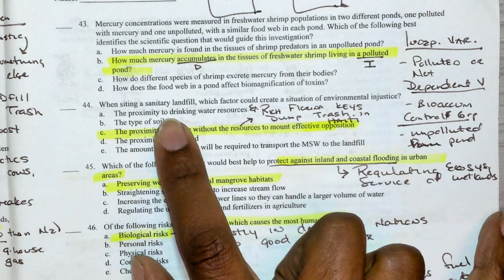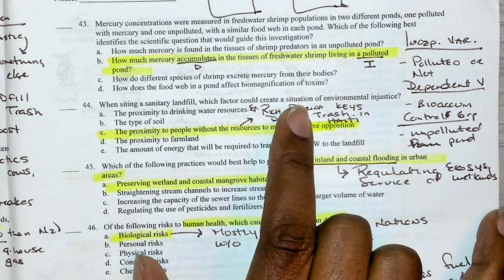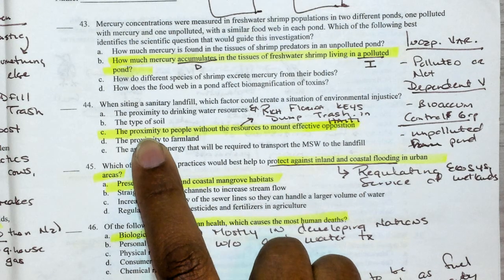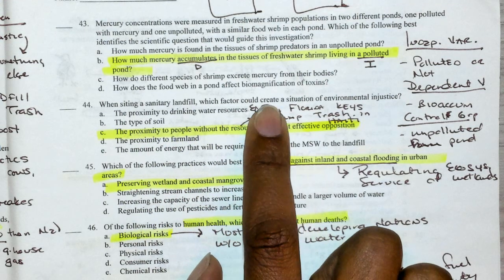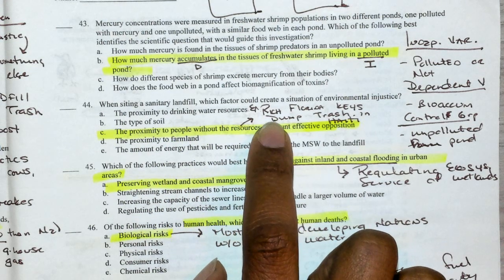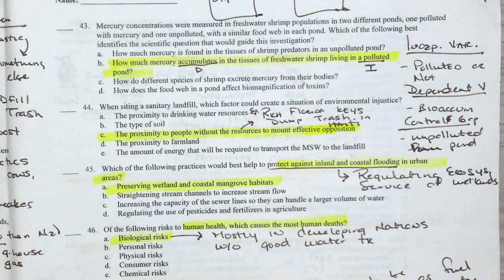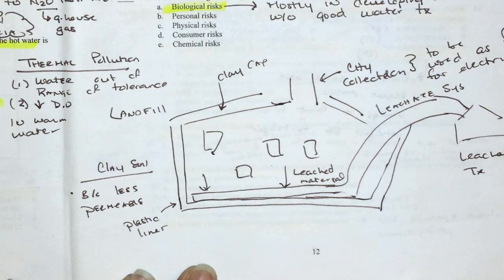When citing a sanitary landfill, which factor would create a situation of environmental injustice? If the landfill is close to people who are poor and cannot oppose it. Okay, example being, remember we talked about the rich Florida Keys people who dump their trash in Haiti. Speaking of landfills, this is what a landfill looks like. Make sure you're able to recognize the landfill.